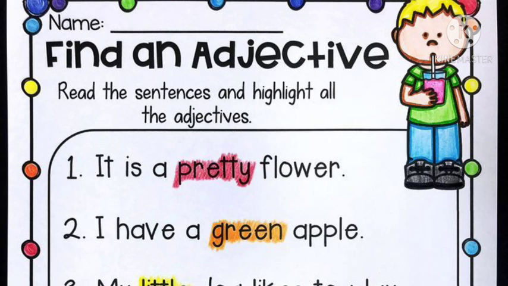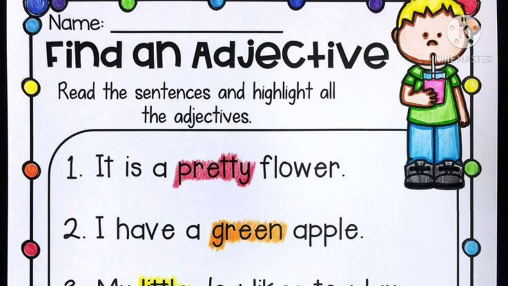Now tell me, children, which one is the naming word here? Yes, flower. And which word is describing the flower? Yes, that is pretty. That means pretty is here the describing word. And see, here I have highlighted it with a color pencil. Right? Okay. Now see number 2.